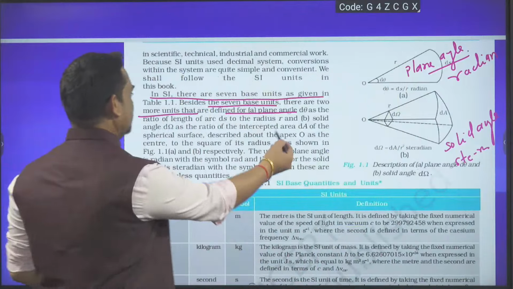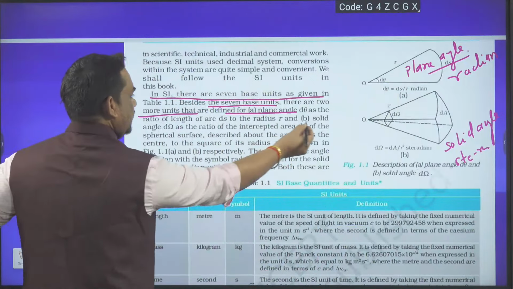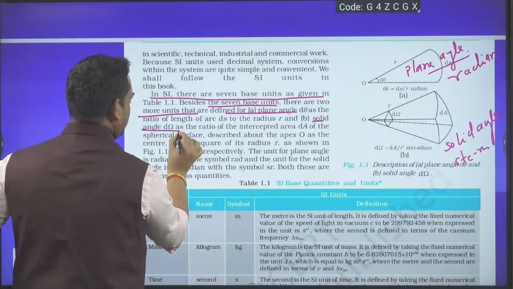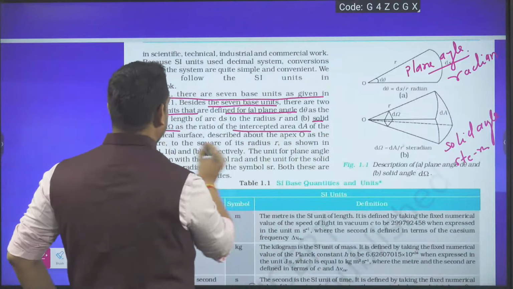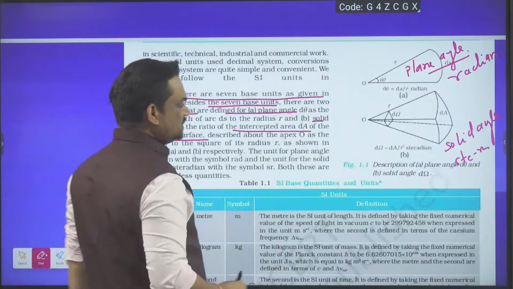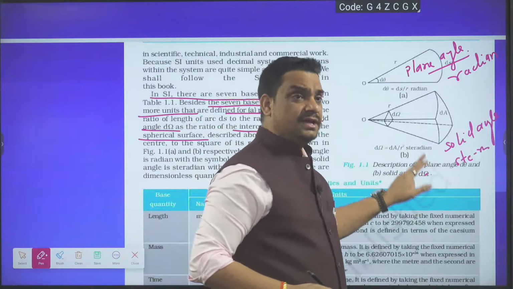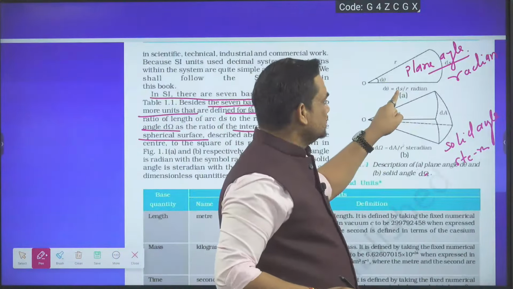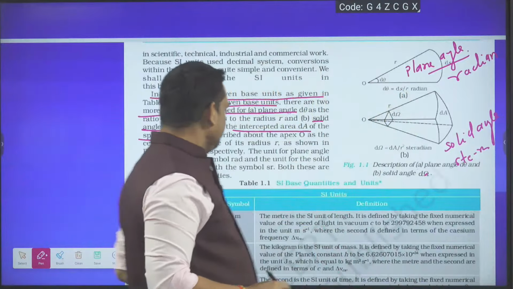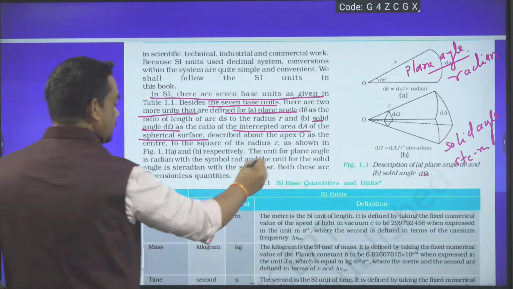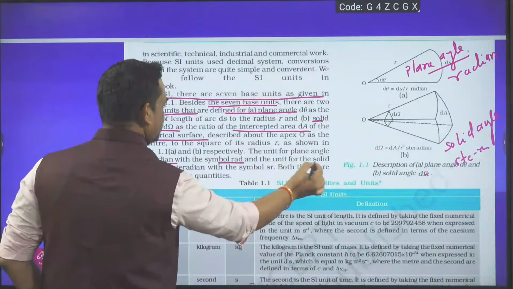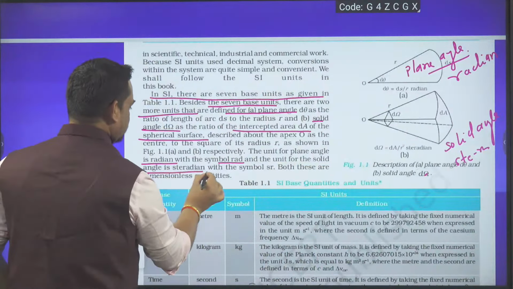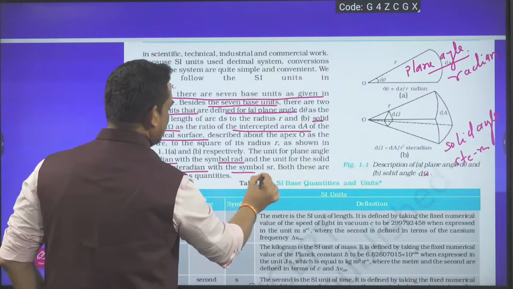There is the plane angle and the solid angle, which we can say d omega is the ratio of the intercepted area of the spherical surface, dA divided by r square. And for the plane angle, this is ds, arc by radius. Now, the unit for plane angle is radian with the symbol rad, while the unit for solid angle is the steradian, with the symbol sr.